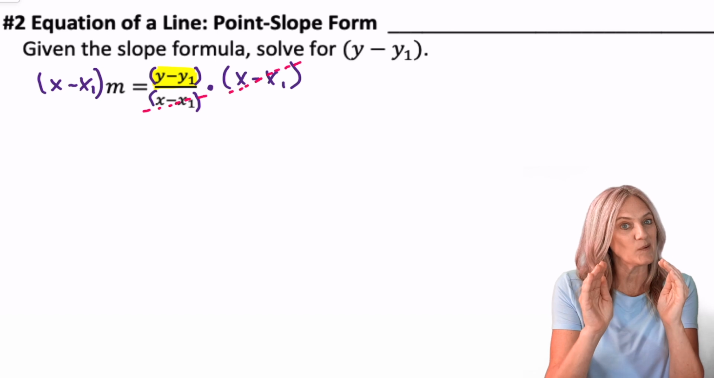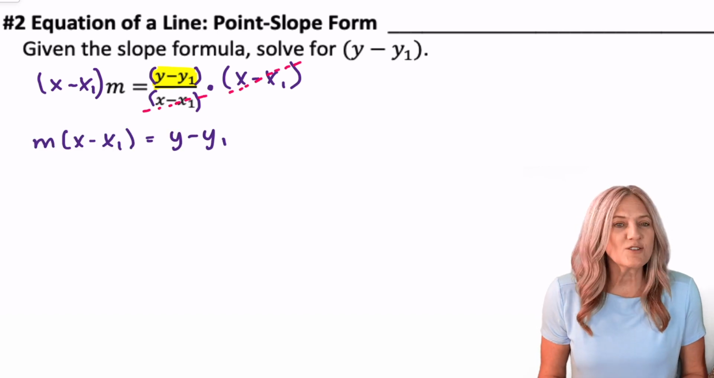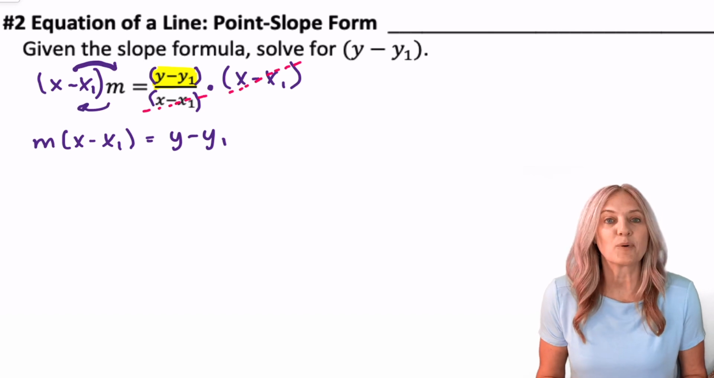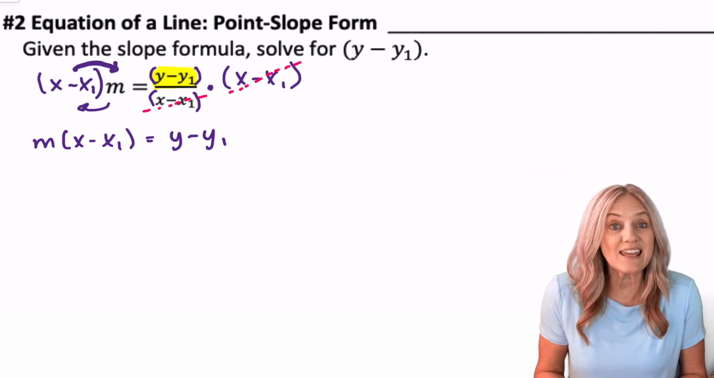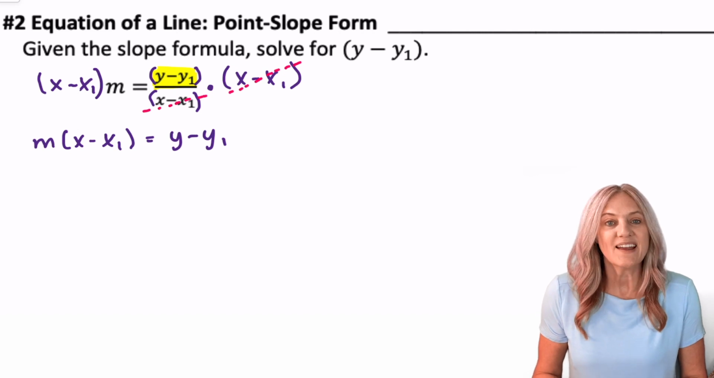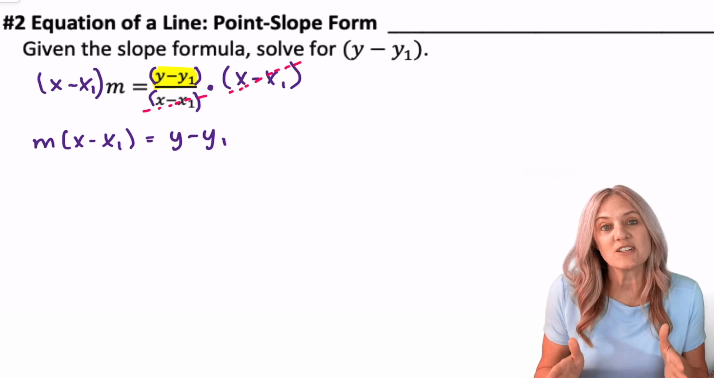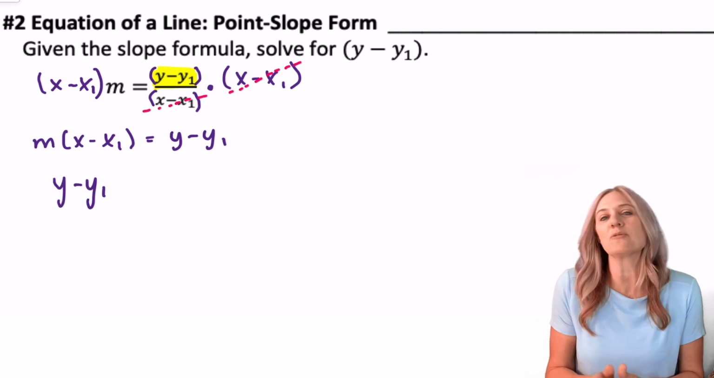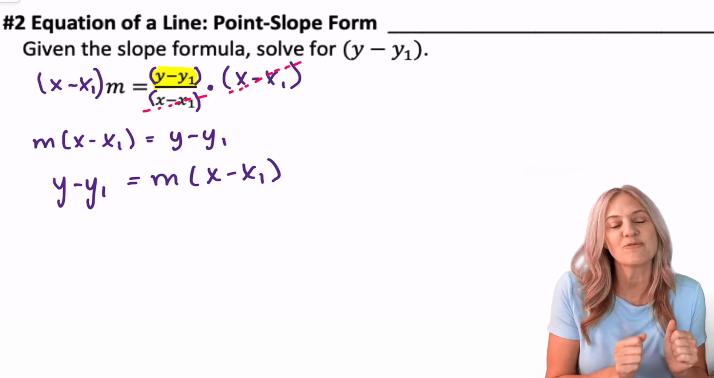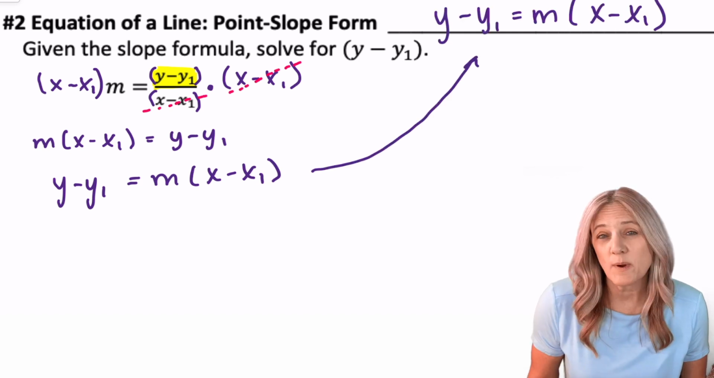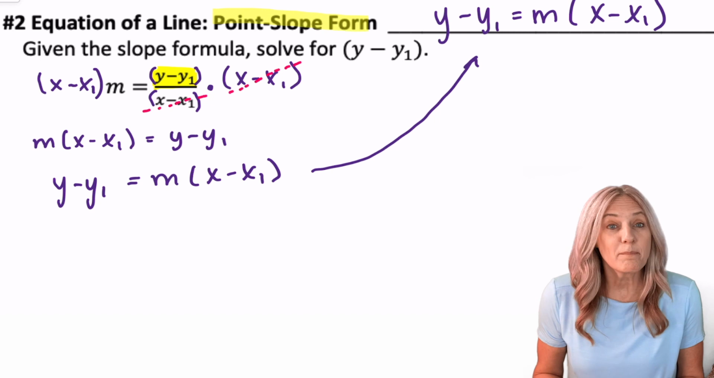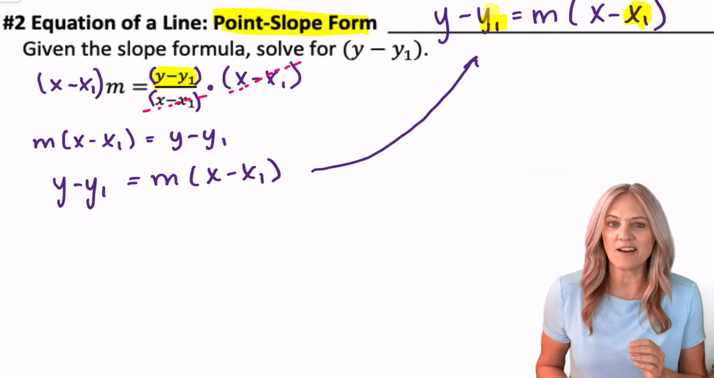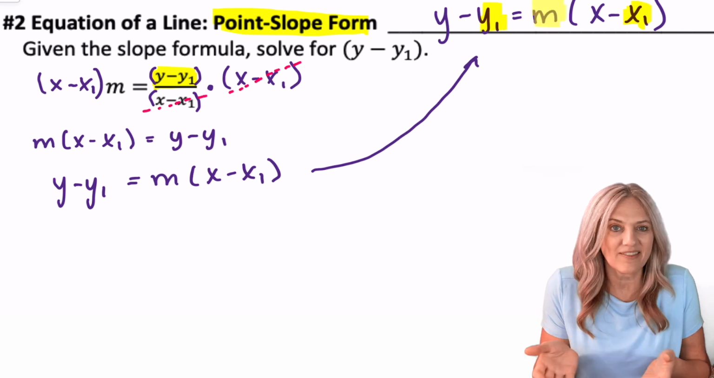Hug it out. Now, as we start to clean this up, I'm going to use the commutative property of multiplication and bring the m in front. So now I have m parentheses x minus x sub 1 equals y minus y sub 1. And there you go. We have an equation of a line in point-slope form. But it's probably best if we go ahead and write that y minus y sub 1 in front using the symmetric property. This equation is known as point-slope form because all we need is a point. Notice we have our x sub 1 and our y sub 1, and slope, the m.